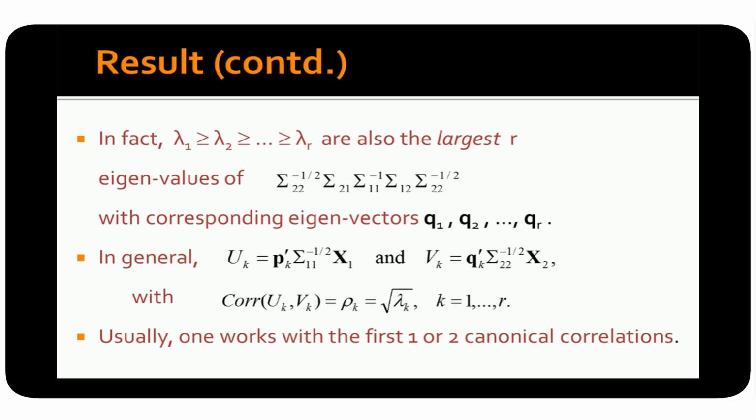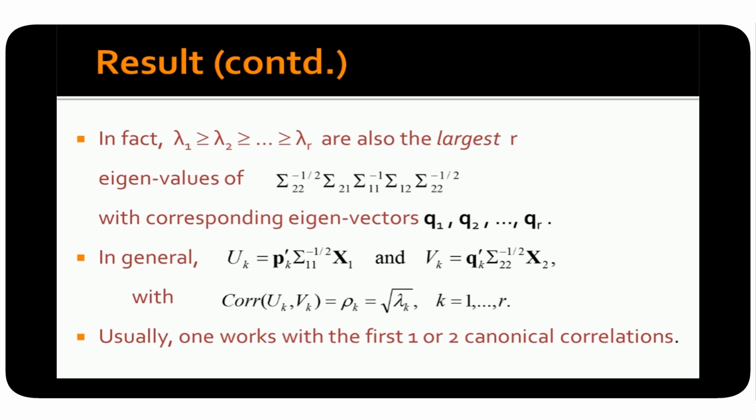And corresponding to these lambdas, we get the eigenvectors from this matrix as q1, q2, ..., qr. So, when I combine V1 with q1, this q1 actually is the eigenvector corresponding to the eigenvalue lambda 1, but coming from the second matrix that we have just defined. So, this way we can get the first canonical variables and the first canonical correlation.